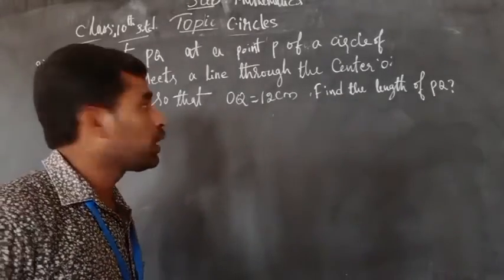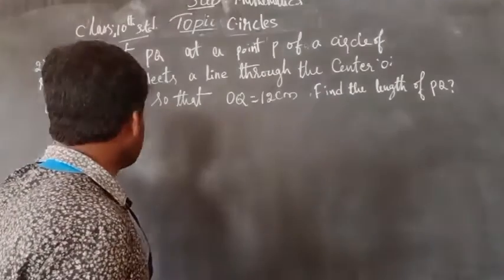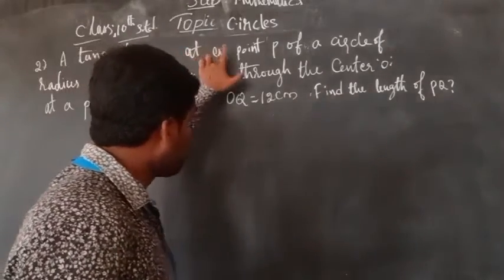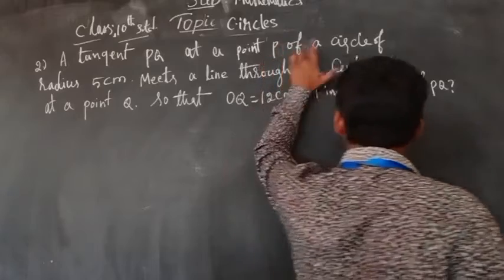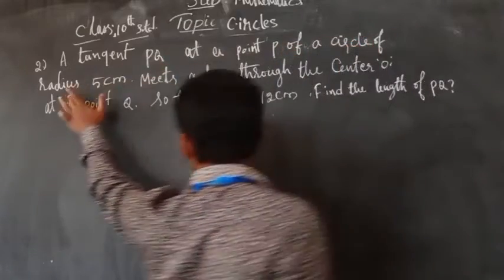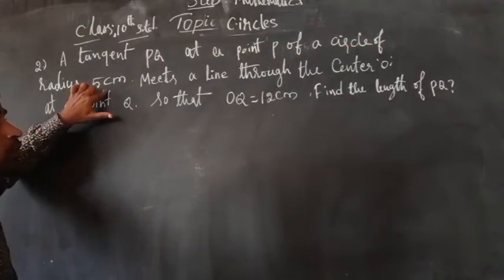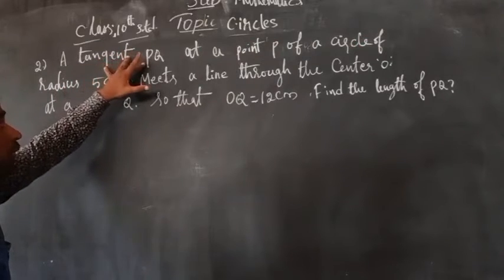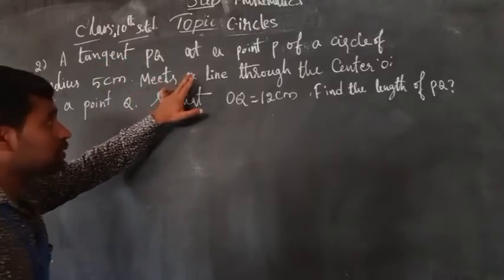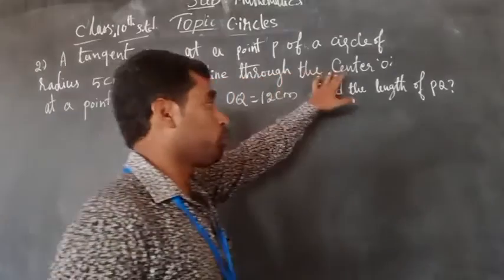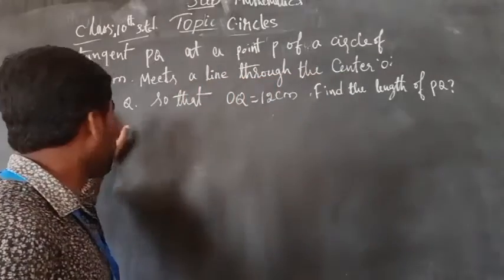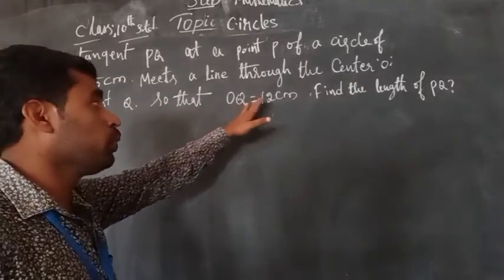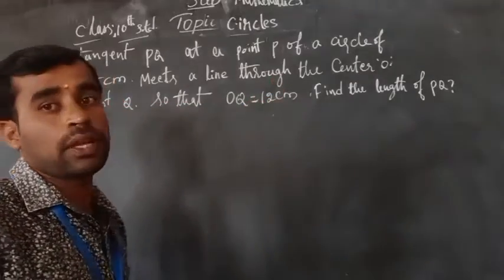See students, the second one. A tangent PQ at a point P of a circle of radius 5 centimeter. Here the radius of the circle is 5 centimeter and PQ is the tangent. It meets a line through the center O at a point Q, so that OQ is equal to 12 centimeter. Find the length of PQ.